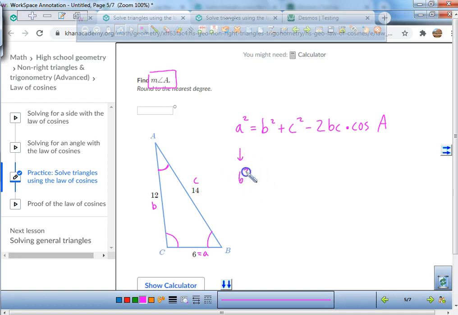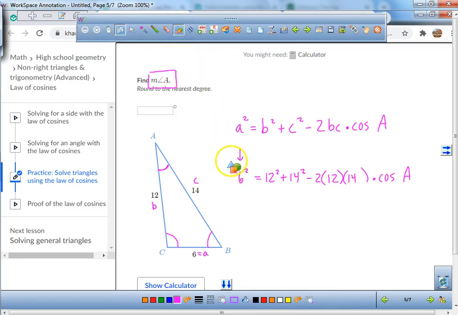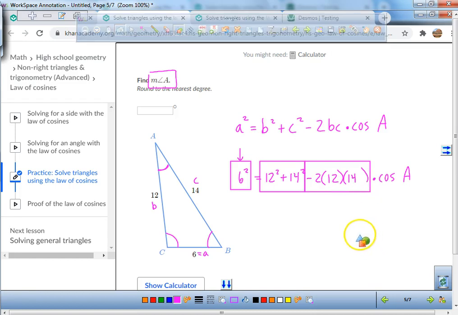So right now, I'm going to plug our numbers in. We have 6 squared equals 12 squared plus 14 squared minus 2 times B times C times the cosine of A. Now this is where students will mess up. And I want to make sure you guys do things. So could you please put a box around the 6 squared, put a box around this, and put a box around this. Like, you guys need to do these 3 things separately.